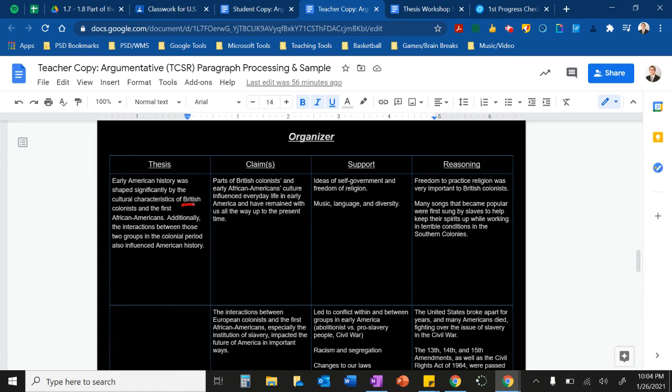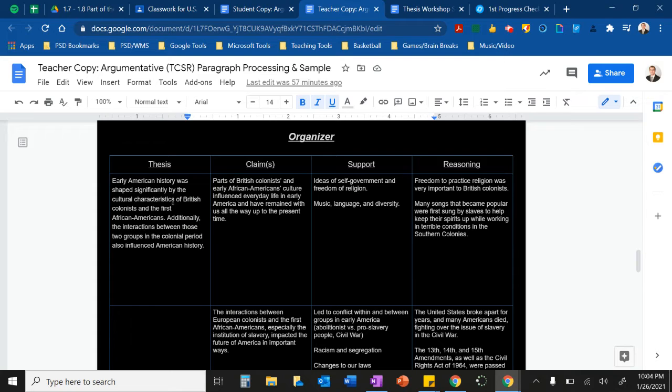Okay, I know who I'm talking about, British colonists and the first African Americans. That's who my paragraph is going to be about. This thesis statement also tells me why I think they're important. Why am I writing about these two groups? Why did I choose these two groups? Well, because I said our history was shaped by their cultural characteristics. Okay, so it tells you who I'm talking about, why I'm talking about them. That was the first part of my thesis statement, and then I added a little bit to it.